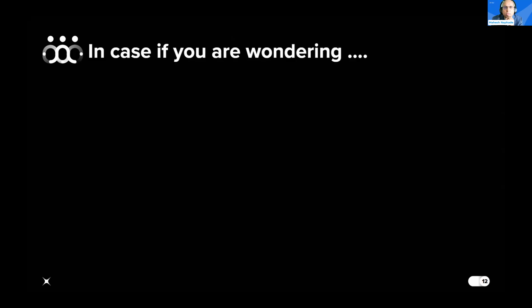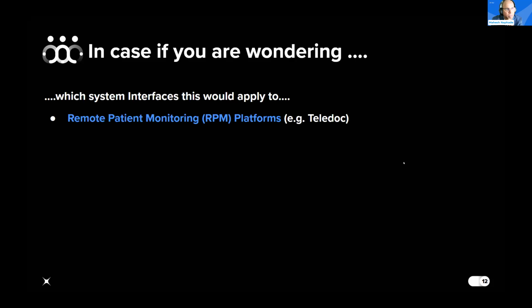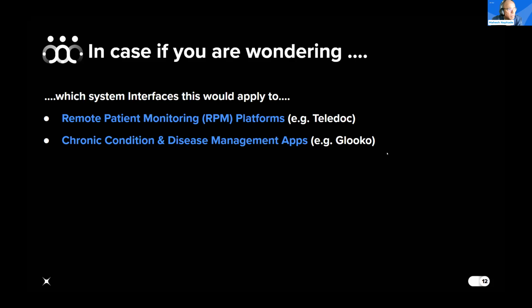So, in case you're wondering, when I refer to patient interfaces, patient system interfaces, what am I referring to? I want to make sure that we are all on the same page here. As an example, a remote patient monitoring platform like Teladoc would be a very classic digital interface that I'm referring to. Chronic condition disease management applications like Glucose, where we are monitoring and managing diabetes.